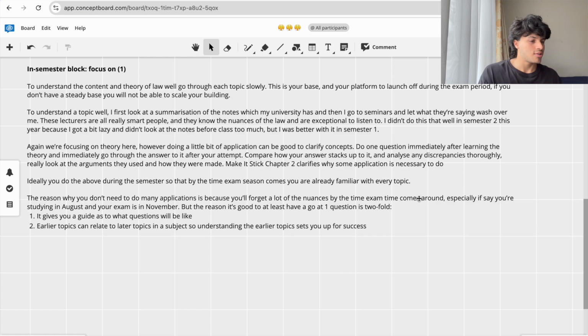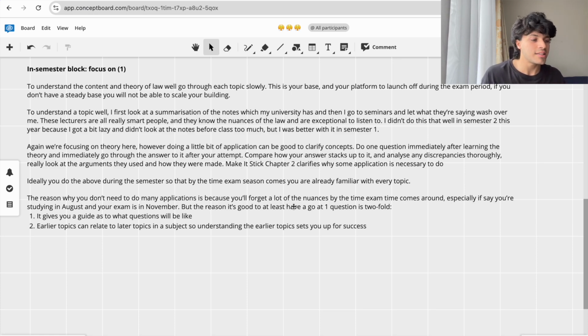But yeah, like I said, especially if you're studying in August and your exam is in November, you'll forget a lot of those nuances if you don't go back to them. And if you don't need to go back to them for September or October, what's the point of knowing it in August if you can just learn it again in November and be at your best? Again, I'll get back to this in a bit.